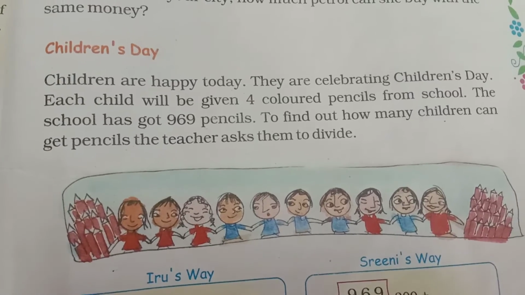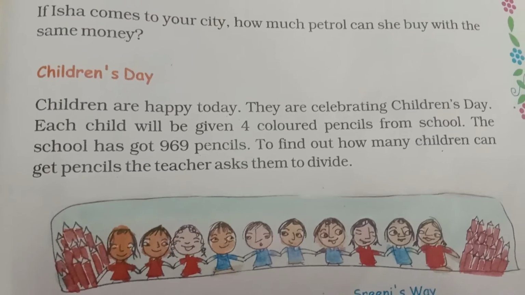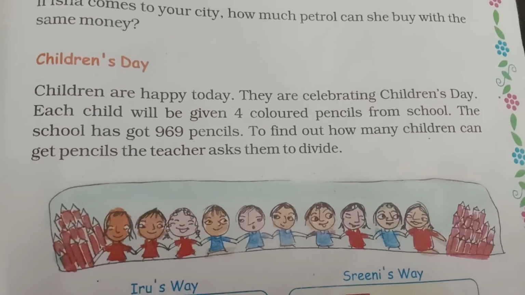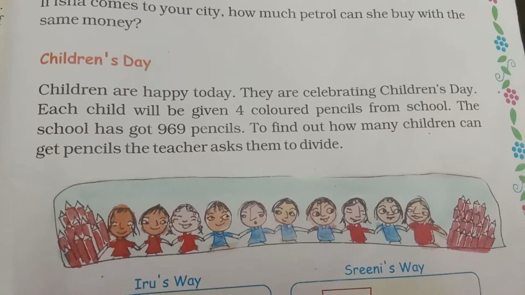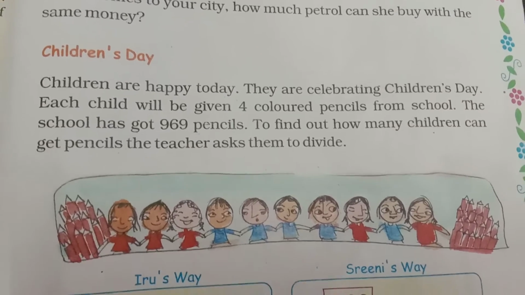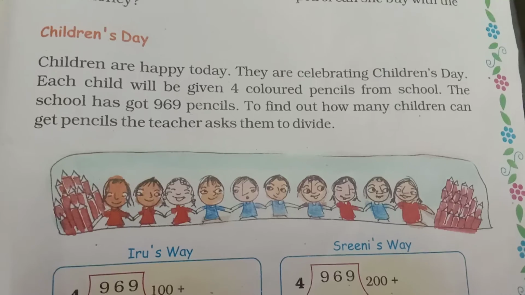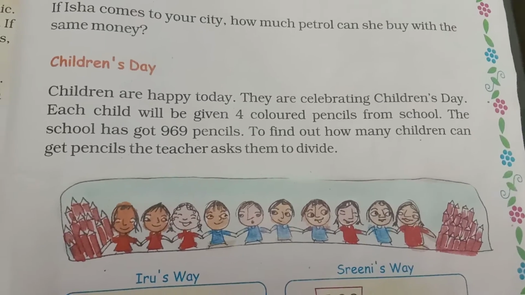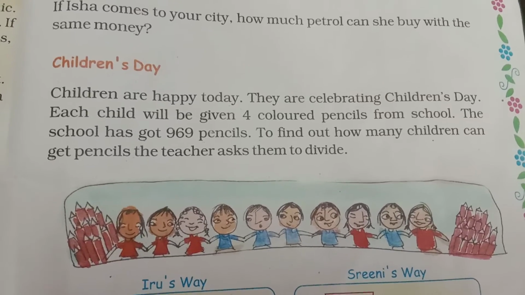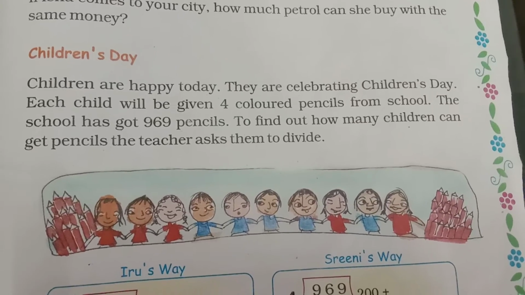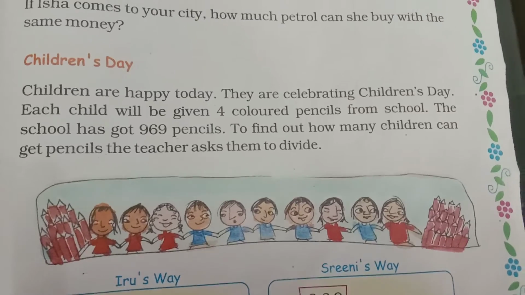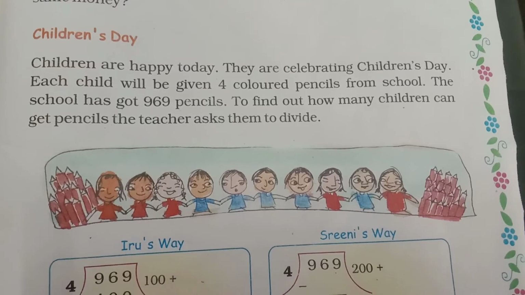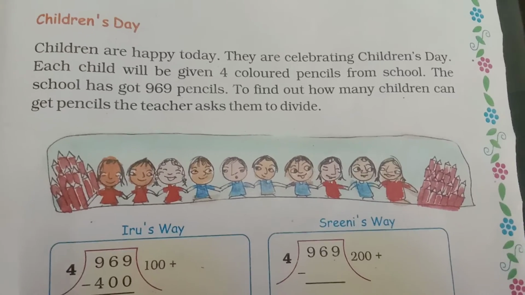So like that, the school decided to give 969 pencils to students. Each child will be given 4 colored pencils. How many pencils? 4 colored pencils. Total pencils the school wanted to give is 969. Now the teacher asked the children, how many students will be given these 969 pencils if we give 4 colored pencils to each child? So let us divide.